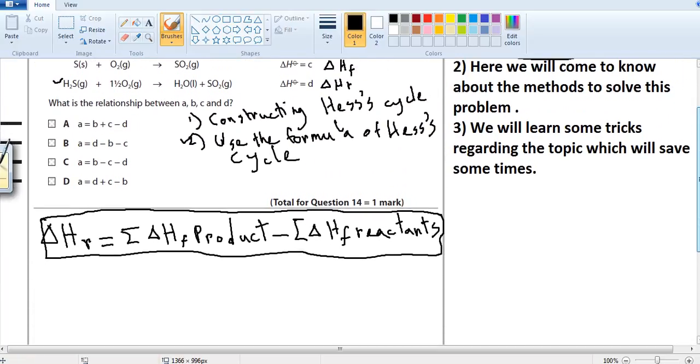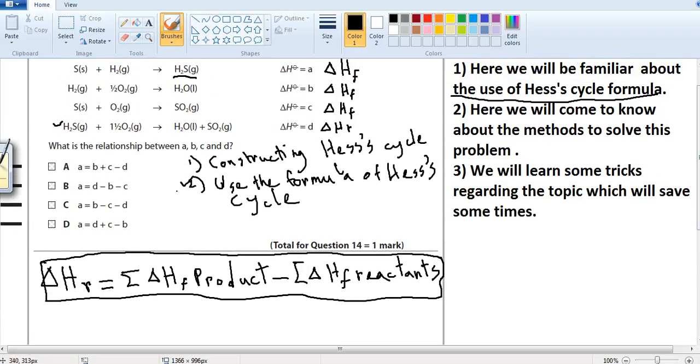Which should be the answer? Well, let's see. The enthalpy of reaction D is equal to the sum of the formation enthalpies of the products. The products are water and sulfur dioxide, so C and D.